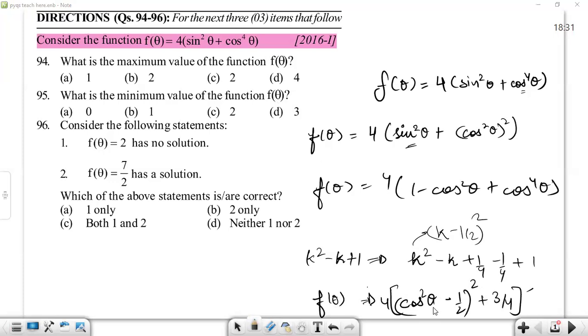This is our function. We have simplified it in these terms, and we have to find the maximum and minimum value of the function. So yeah, let's move on.